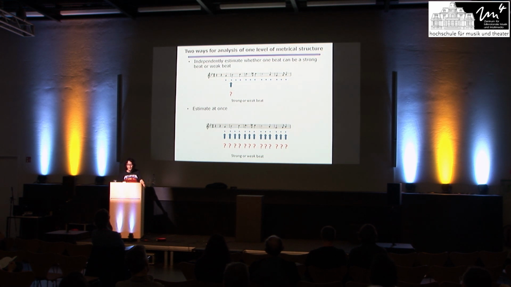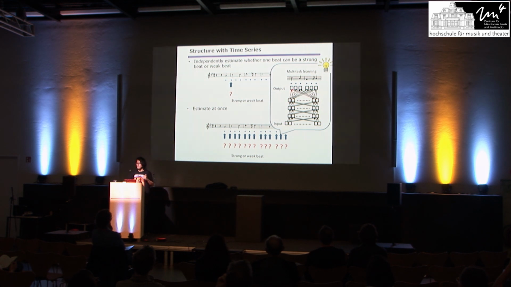There are 2 ways for analysis of one level of metrical structure. One is to independently estimate whether one beat can be a strong beat or a weak beat. The other way is to estimate at once. By using multitask learning, we can estimate the one level of metrical structure at once.